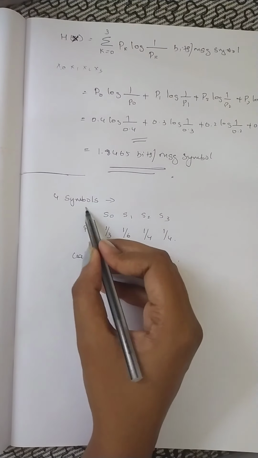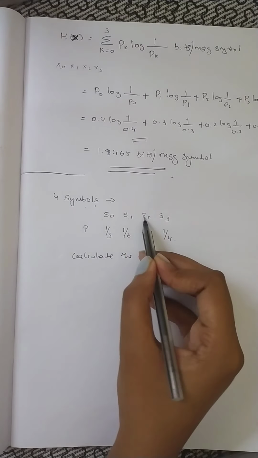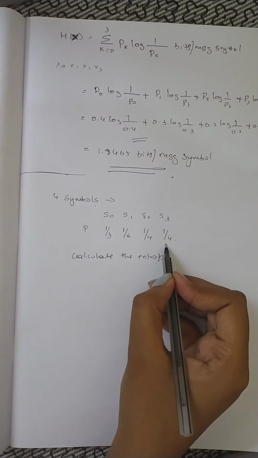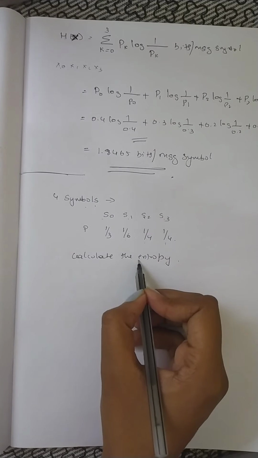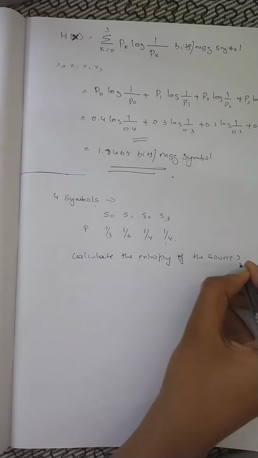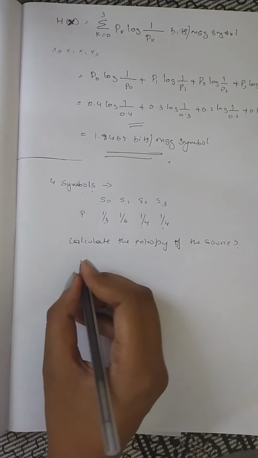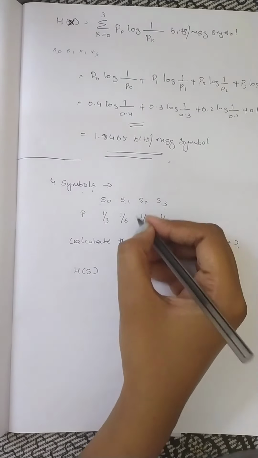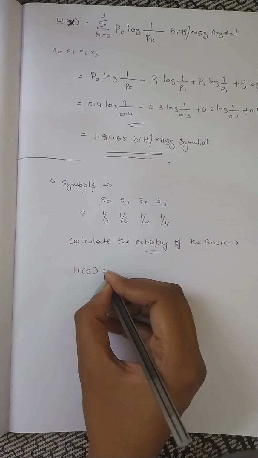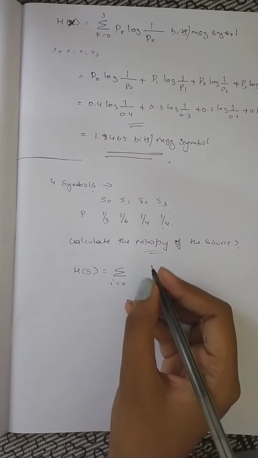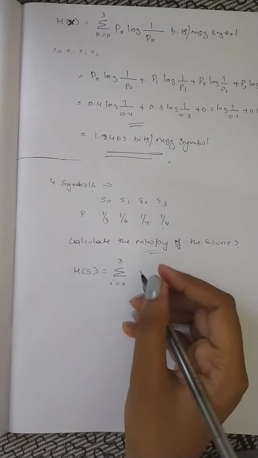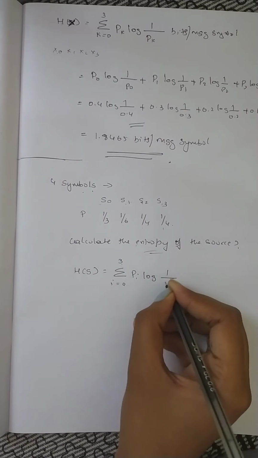Okay. You have the next question. A source emits one of 4 symbols S0, S1, S2 and S3 with probabilities 1 by 3, 1 by 6, 1 by 4 and 1 by 4 respectively. Calculate the entropy of the source. They have not asked for the individual self information, so I can directly find the entropy as summation i equal to 0 to 3, that is 0, 1, 2, 3, of Pi log 1 by Pi.